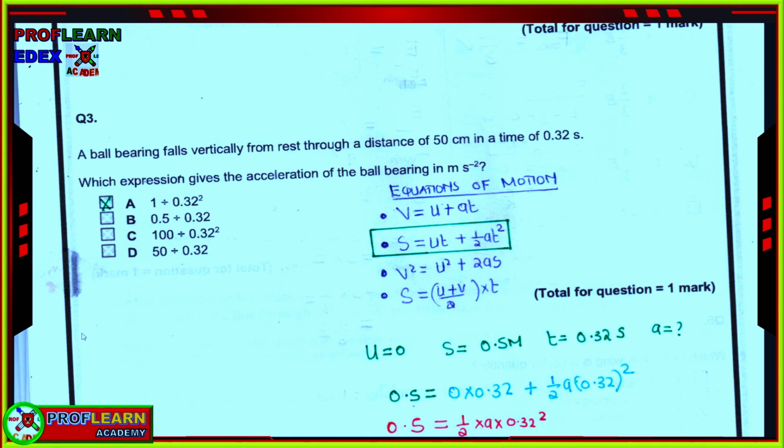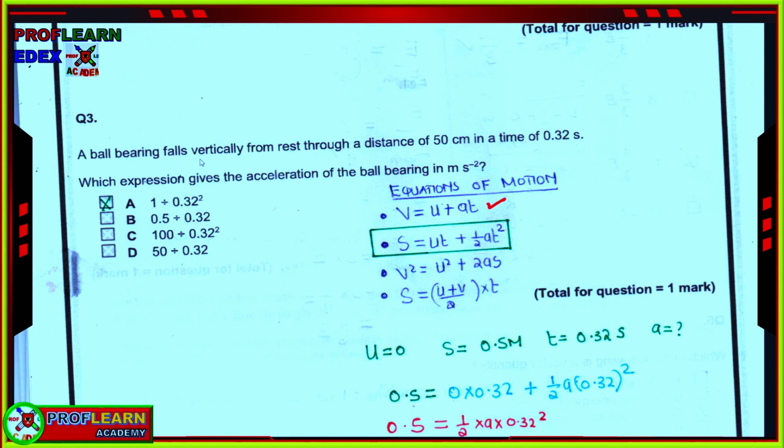Now, you learned about equations of motion, so you need to remember these equations before you sit for your exam. The first equation of motion is v equals u plus at, s equals ut plus a half at squared, v squared equals u squared plus 2as, and the final one is s equals u plus v over 2 times t. v represents the final velocity, u the initial velocity, a the acceleration, t the time taken, and s the displacement of the object.